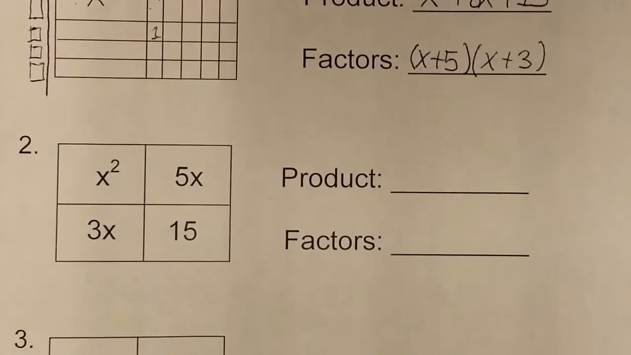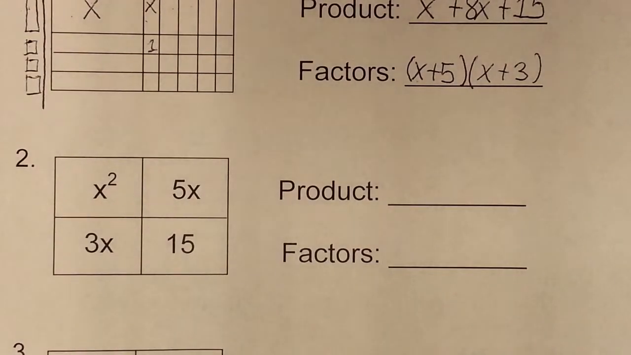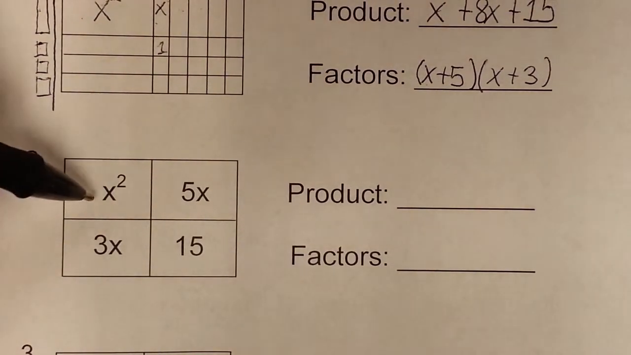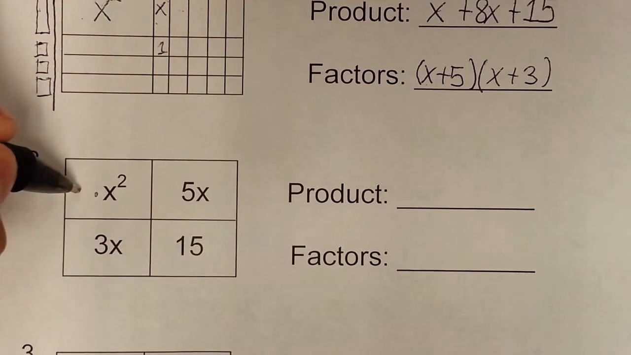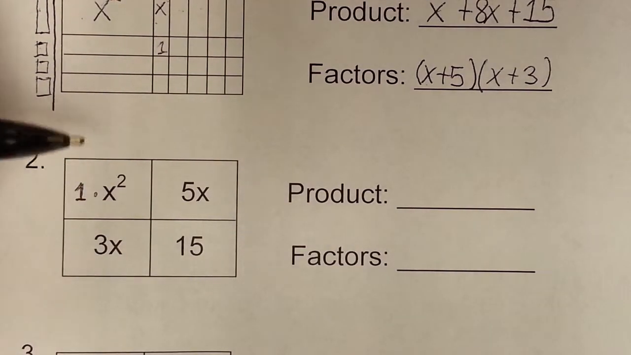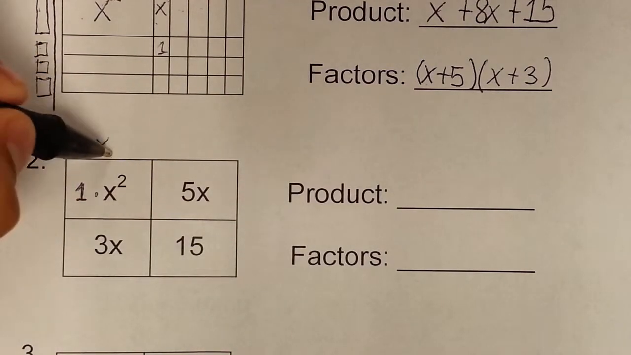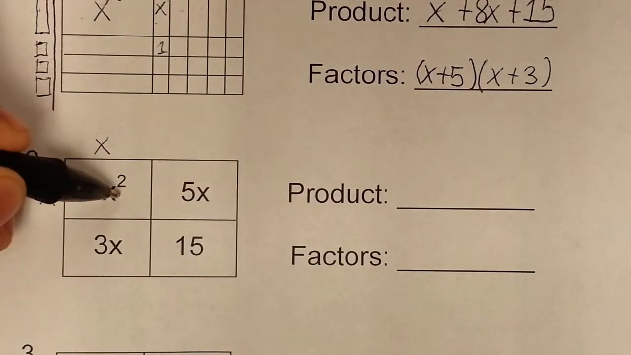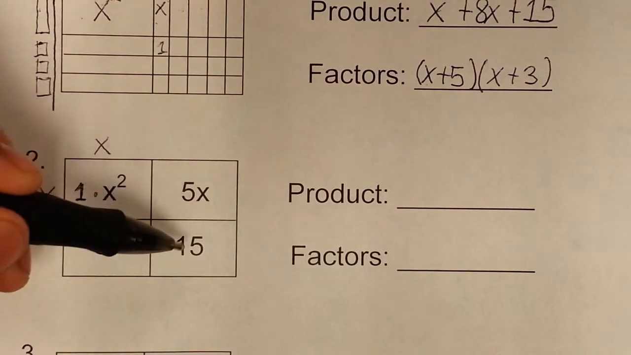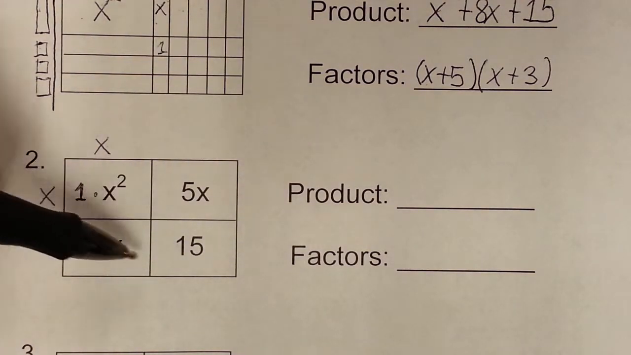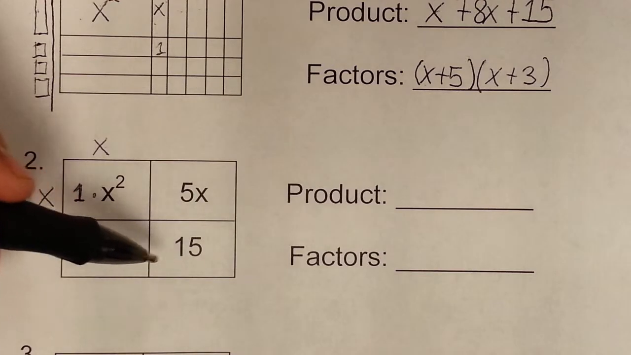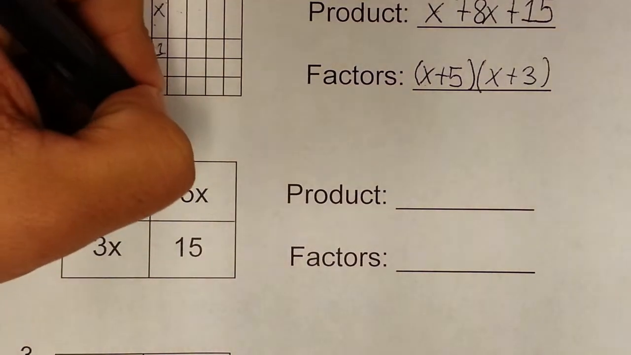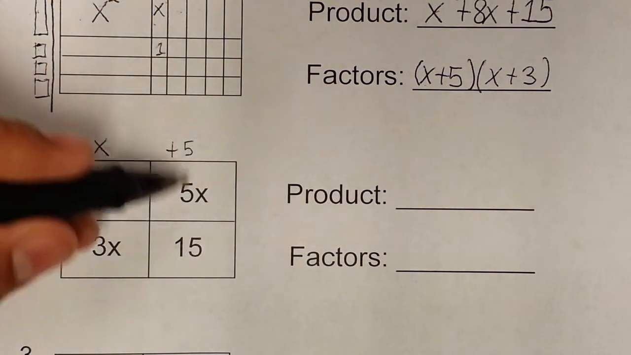For number 2, in this case we're no longer working with algebra tiles, we're just working with our box. Now, for this x squared term, it has a coefficient of 1. So, an x and an x will give me an x squared. So x times x gives me that x squared. Now, I need not only to find factors of 15 that will give me 5x and 3x, but that will also multiply up to 15. In this case, if I were to take x and multiply it by 5, that would give me the 5x. So x times 5, 5x.